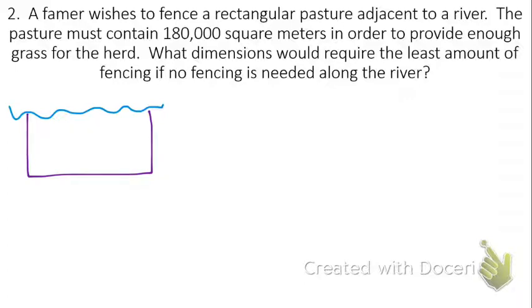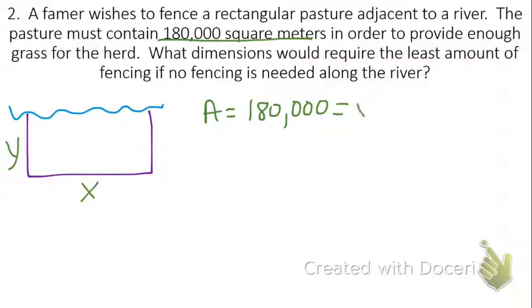It says the pasture must contain 180,000 square meters. Okay, that right there tells me something important. That's supposed to be the area. And I know that because it says square meters. If I'm unsure about whether that's perimeter or area, think about the units that it's in. So I know that that represents the area. The area is 180,000. I'm going to let this be y and x. I normally just let the up and down one be y, but again, it doesn't matter which way you do it. So that equals xy.